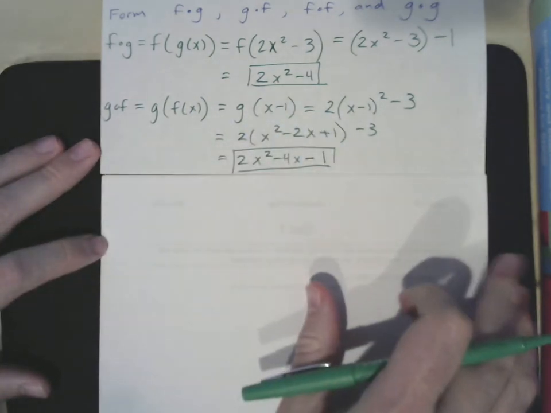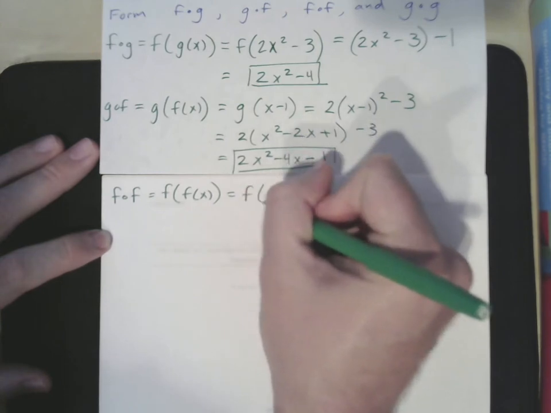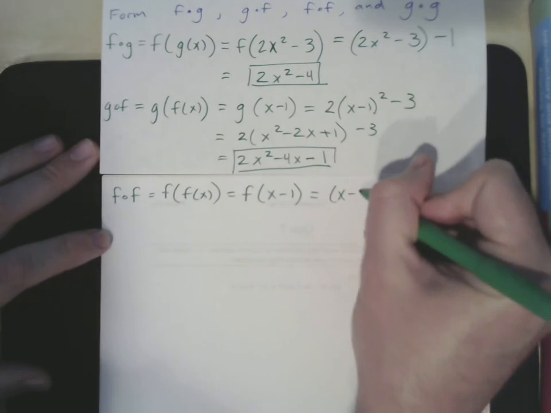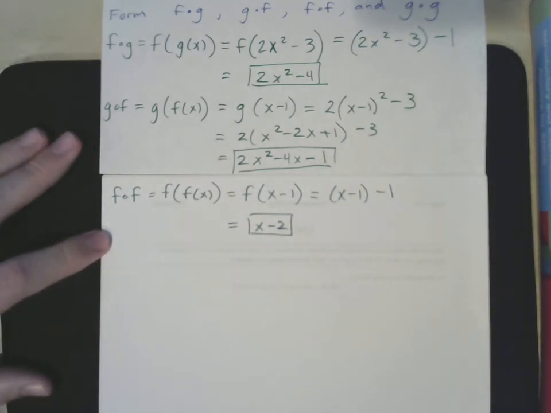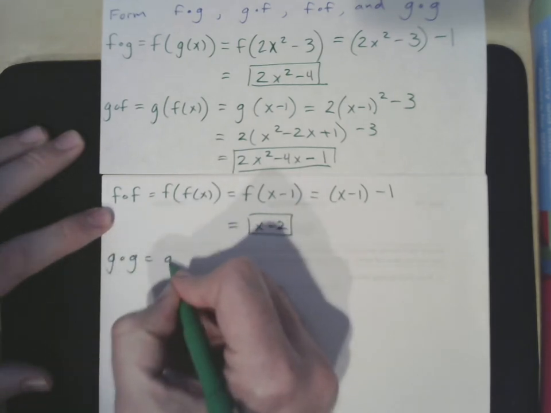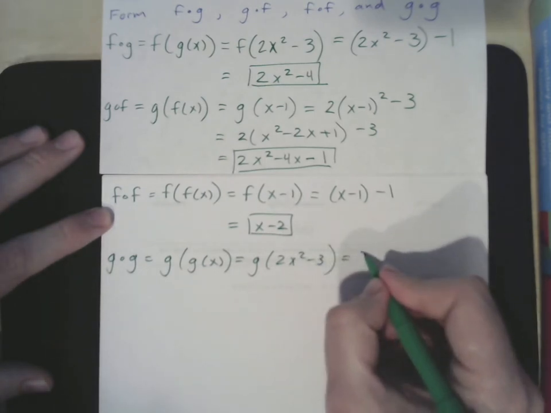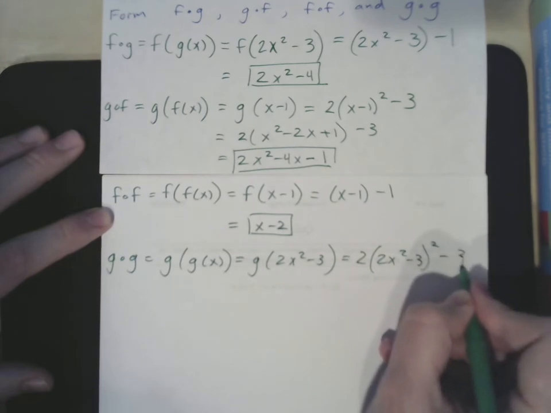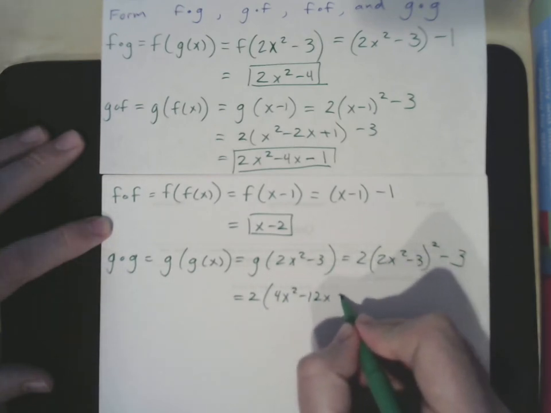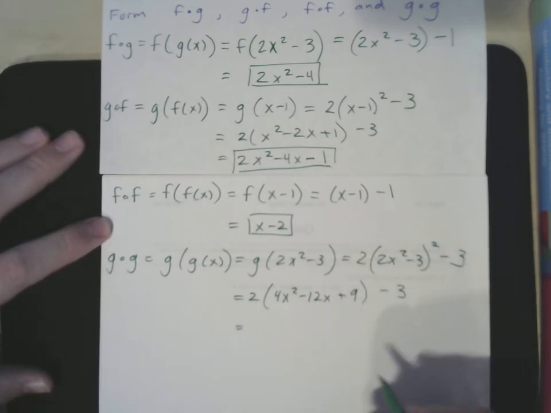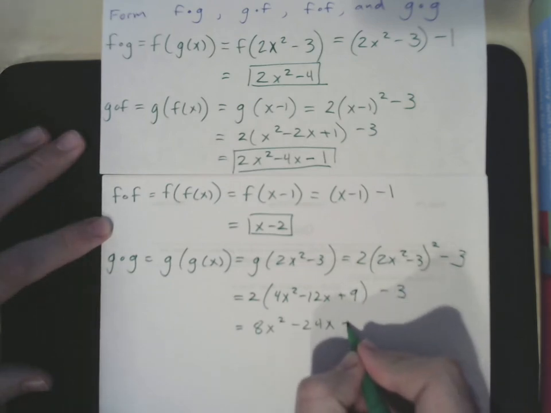So moving on now to f circle f. This is f of f of x. So this is going to be f of x minus 1, which is going to be x minus 1 minus 1, or just x minus 2. And g circle g is going to be g of g of x, which is g of 2x squared minus 3, which is 2 times 2x squared minus 3 squared minus 3. So expanding that out, we have 4x squared minus 12x plus 9 minus 3. And then this is going to be 8x squared minus 24x plus 18 minus 3 is plus 15.